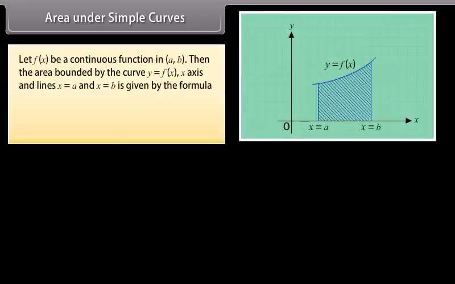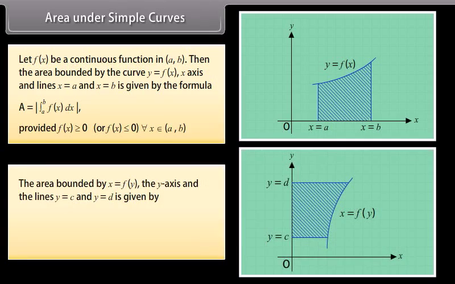Area under simple curves. Let f of x be a continuous function in [a, b]. Then, the area bound by the curve y equals f of x, x-axis and lines x equals a and x equals b is given by the formula A equals modulus of integral from a to b of f of x with respect to x, provided f of x is greater than or equal to 0 or f of x is less than or equal to 0 for each x belongs to [a, b].